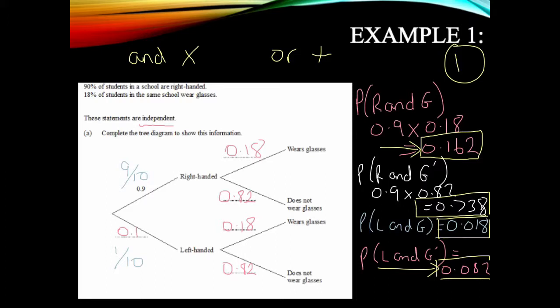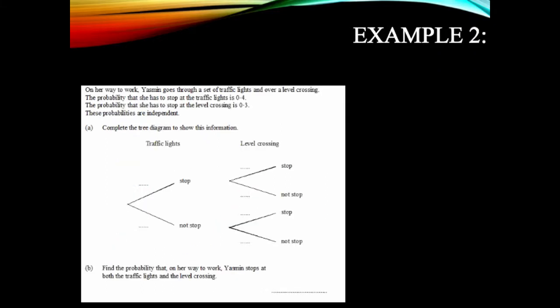Okay, I've explained on this slide a lot now about all the fundamentals of probability tree diagrams. Let's have a look at another example, and we'll go through this fairly quickly. So this one says on her way to work, Yasmin goes through a set of traffic lights and over a level crossing. The probability she has to stop at the traffic lights is 0.4. The probability she has to stop at the level crossing is 0.3. These probabilities are independent. Okay, complete the tree diagram. Off we go then. So traffic lights that she has to stop, 0.4.